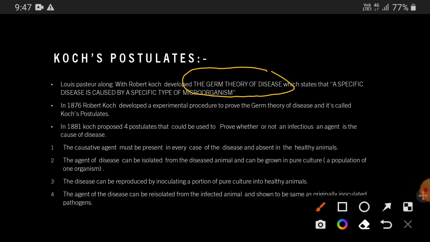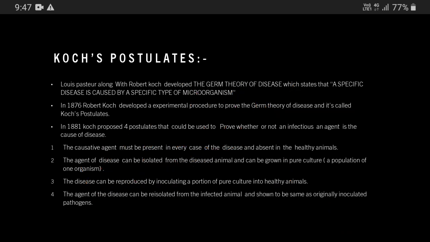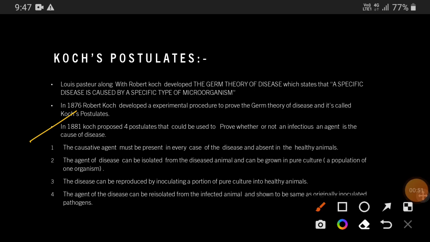Okay, so later Robert Koch in 1876 developed some experimental procedures to prove that germ theory of disease, and later, on the basis of those experimental procedures, in 1881 he proposed Koch's postulates that can be used to prove that any kind of disease is caused by a specific type of agent.